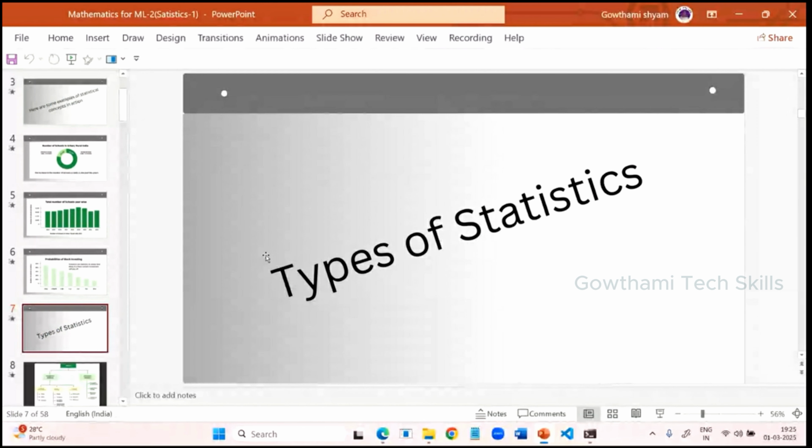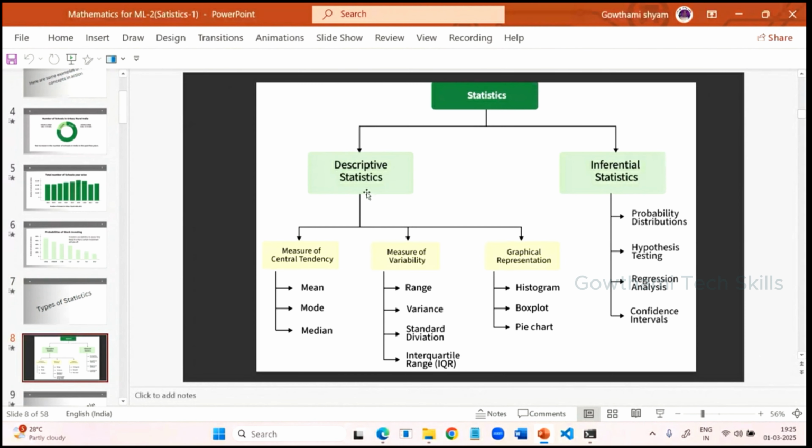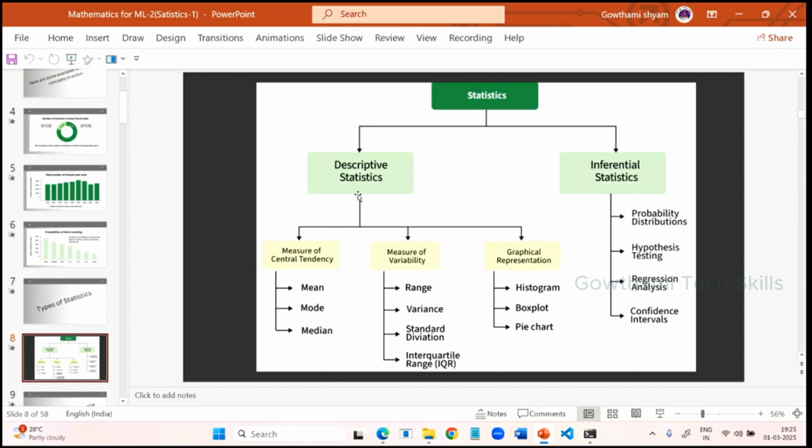Now, there are different types of statistics. What are those? Descriptive statistics and inferential statistics. Descriptive statistics just gives the information about your data, that's it. When coming to inferential statistics, it is going to provide the conclusion. It performs some kind of operations and predicts some output. That is the purpose of using inferential statistics.